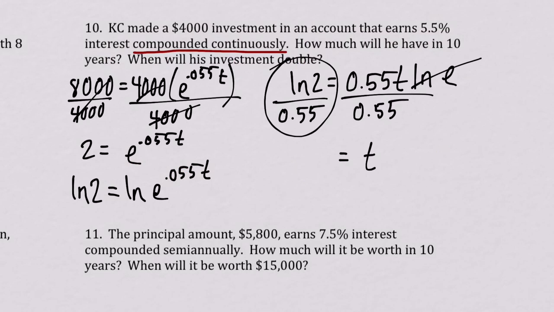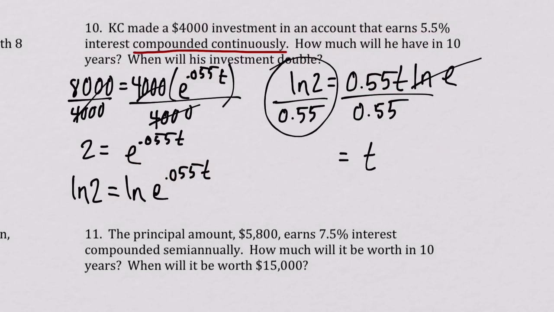Now my calculator is giving me a weird number, but I think I just saw what the mistake is. I hope you guys caught it before I did. What is the number here? 0.055. What is the number here? 0.55. That's a big difference between those two numbers, right?